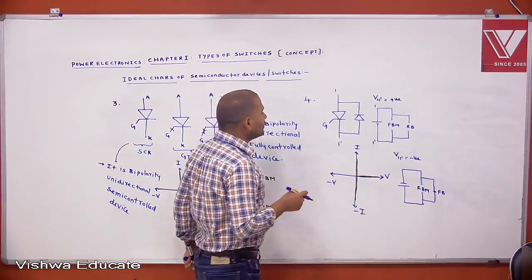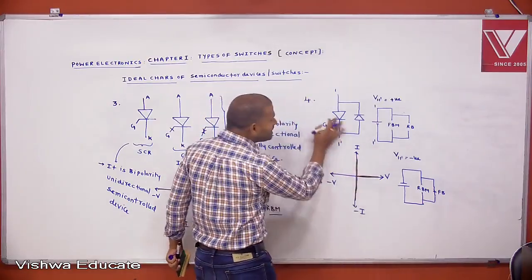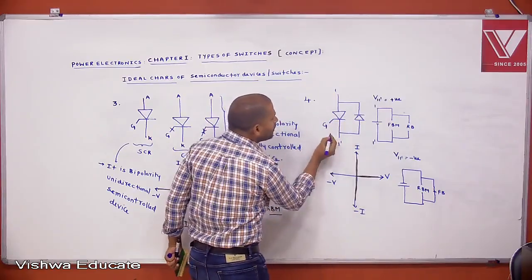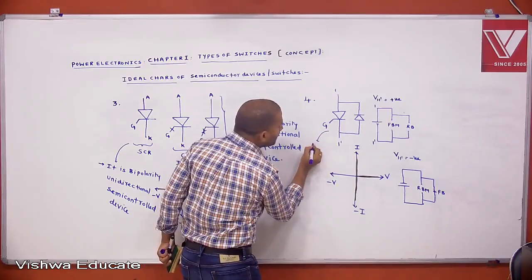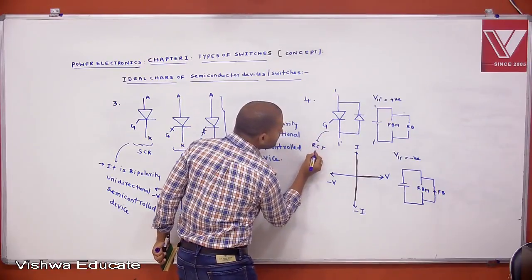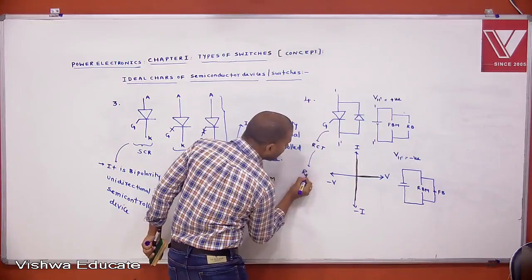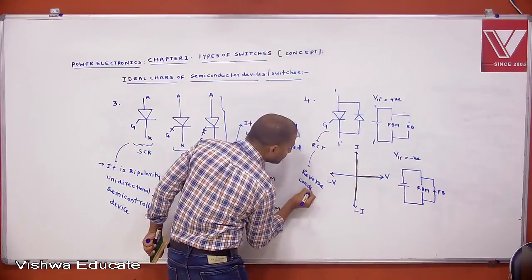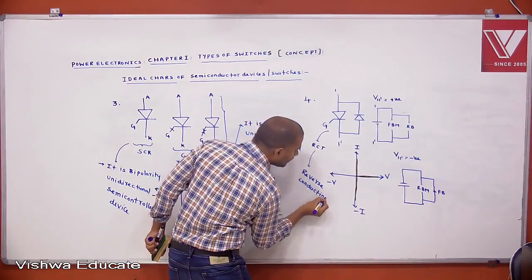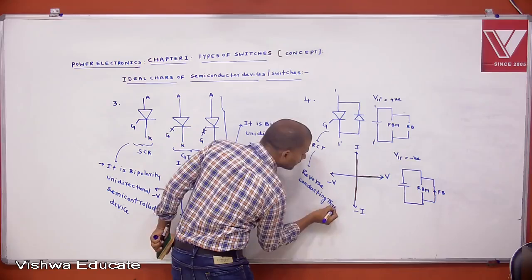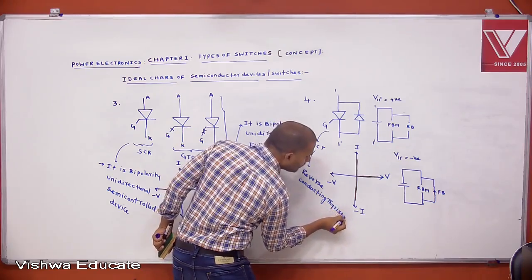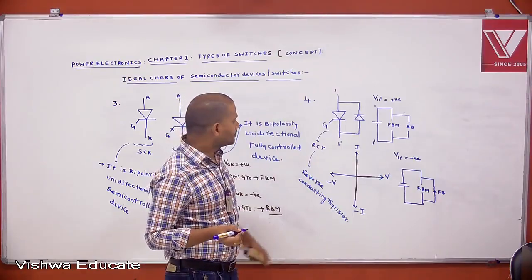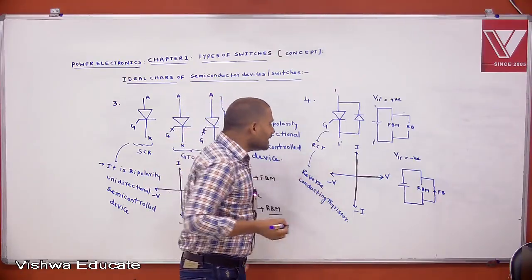What is the name of this device? A thyristor with anti-parallel diode is called RCT, a reverse conducting thyristor.